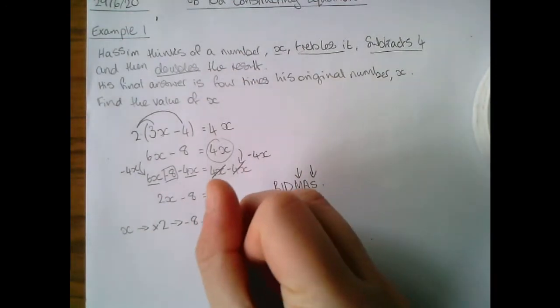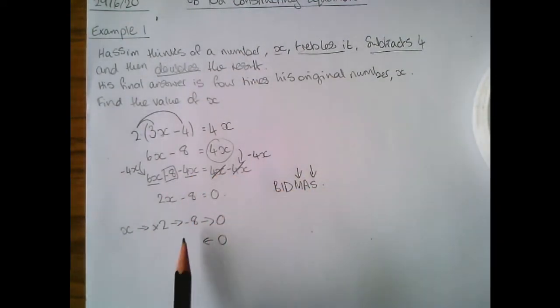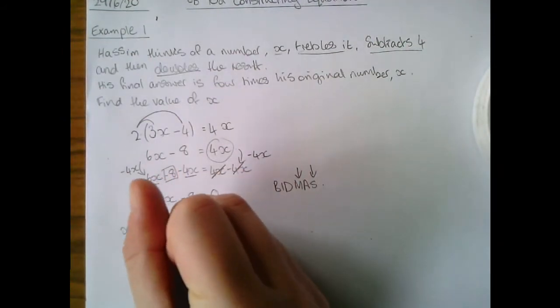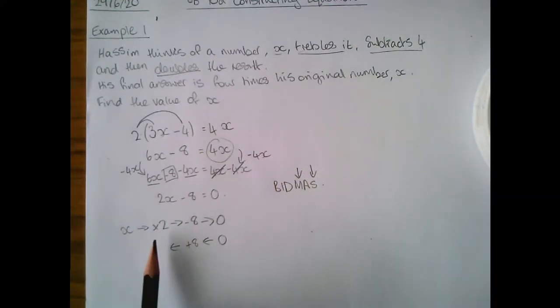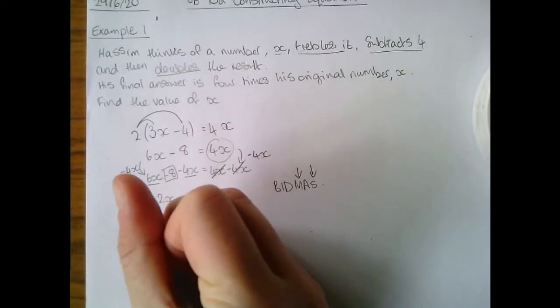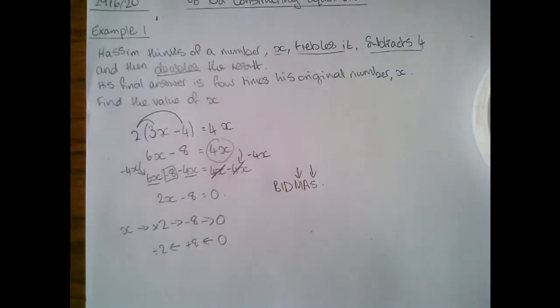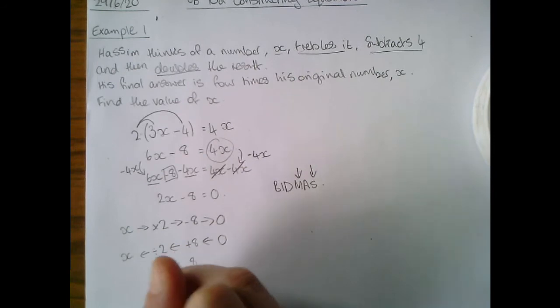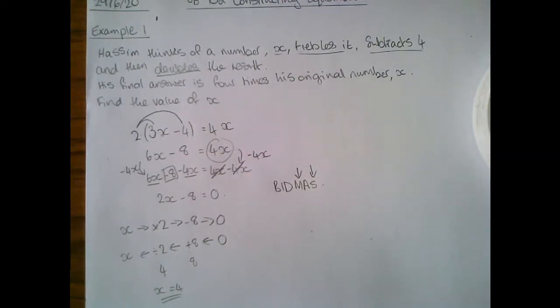If we start at 0 and go back the other way, the inverse operation to subtracting 8 is to add 8. Then the inverse operation of timesing by 2 is to divide by 2. To undo multiplying by 2, we have to divide by 2, and that's going to give us our x. If we start at 0 and we add 8, we get 8. Then if we take 8 and divide by 2, that is 4. 2 goes into 8 4 times. So your answer for this one is x is equal to 4.